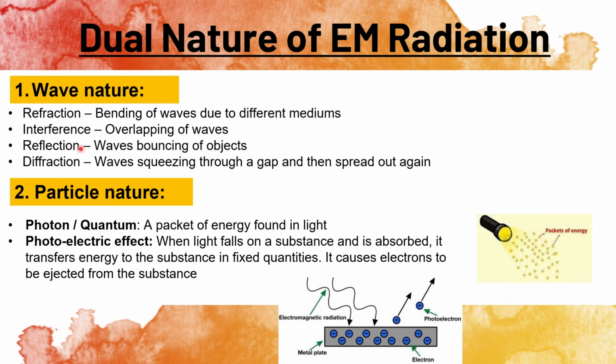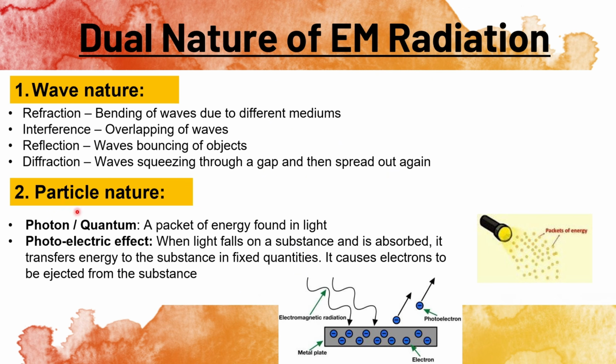They can undergo reflection. Reflection means when the wave strikes a wall or an object, it can bounce back and travel all the distance back, so they can be reflected or bounce off objects. And then they can undergo diffraction. Diffraction simply means the wave is going to squeeze itself through a small gap, and once it has gone through the gap, on the other side it's going to spread out again and then move forward.